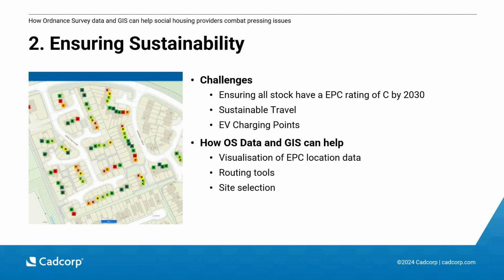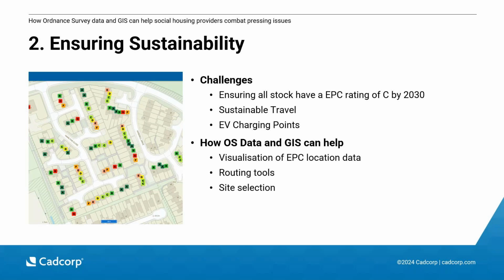So secondly, looking into sustainability, social housing providers have an objective to ensure that all of their stock has an EPC rating of C or above before being let out or rented, and therefore need support to implement energy efficiencies within a relatively short period of time.